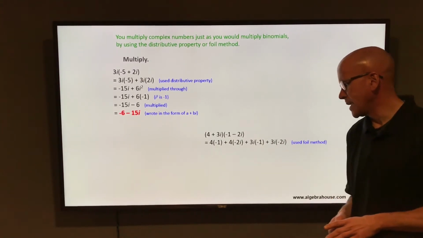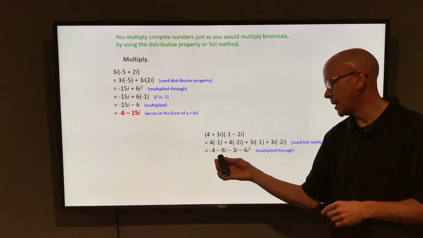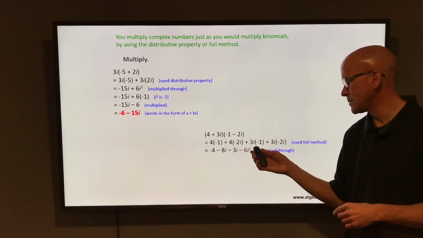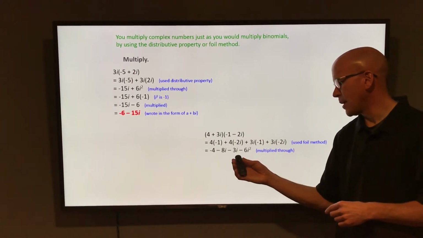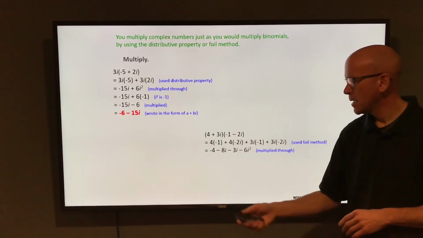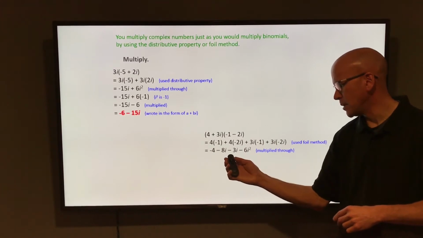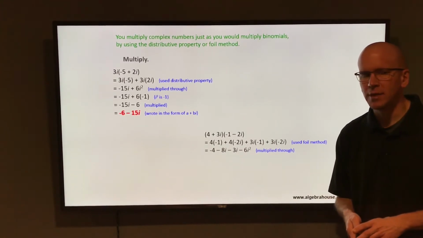4 times negative 1, that is negative 4. 4 times negative 2i would be negative 8i. 3i times negative 1 is negative 3i. And 3i times negative 2i, that would be negative 6i squared. You've got like terms you can combine in the middle. Negative 8i, negative 3i, that makes negative 11i.